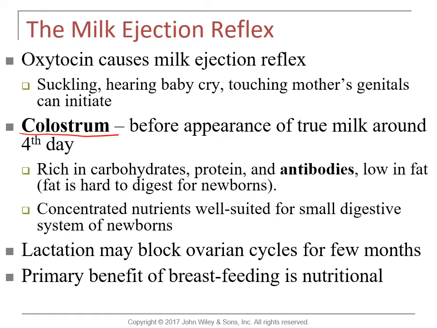Lactation often blocks ovarian cycles for the first few months following delivery if the frequency of suckling is about 8 to 10 times a day. This effect is inconsistent. However, ovulation commonly precedes the first menstrual period after delivery of a baby. So as a result, the mother can never be certain if she is not fertile. Breastfeeding is therefore an unreliable birth control measure.